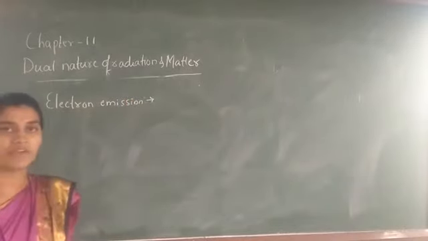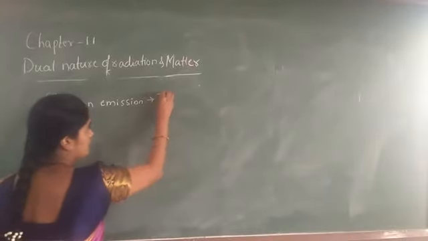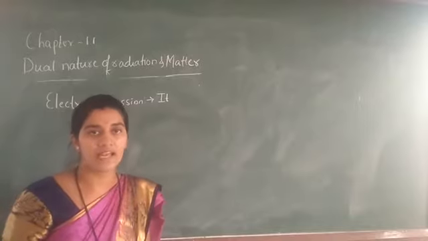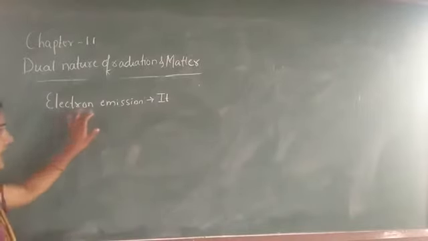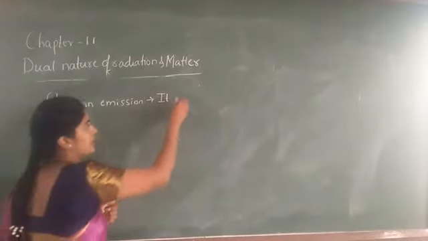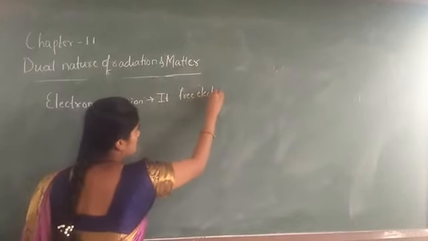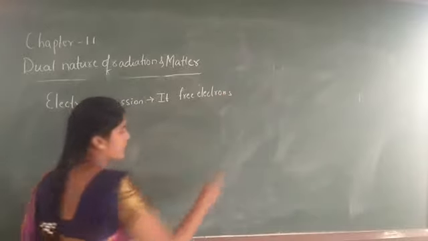Electron emission can be defined as the process of the emission of the free electrons. We are including the free electron, and it is called electron emission.